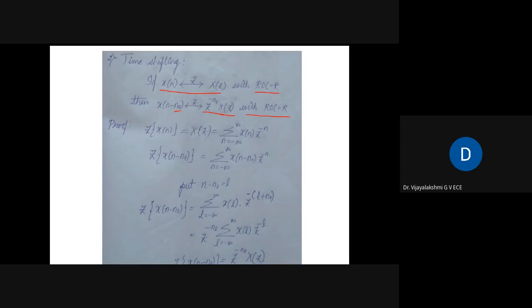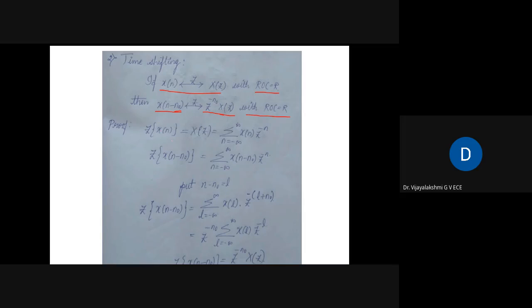So what did you understand from here? If you shift the discrete time signal in the time domain, its corresponding Z transform, that is X of z, will get multiplied by this complex quantity. Why am I saying complex quantity? Because you know that z is nothing but r into e power j omega, raised to minus n naught. So let us see the proof.